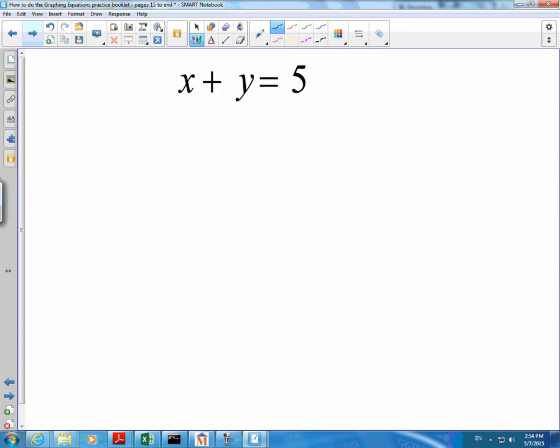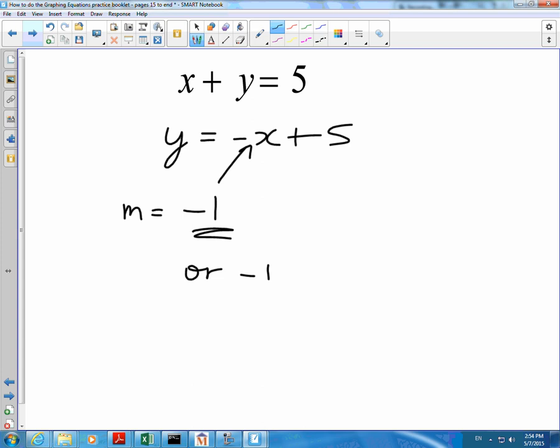Here's another one like that. That's not yet in the right format. So I'm going to start by minusing x from both sides. And that's the only step I have to do. And don't forget, there is a number in front of that x. It's -1. So my slope would be -1. Or again, if you like, -1/1.